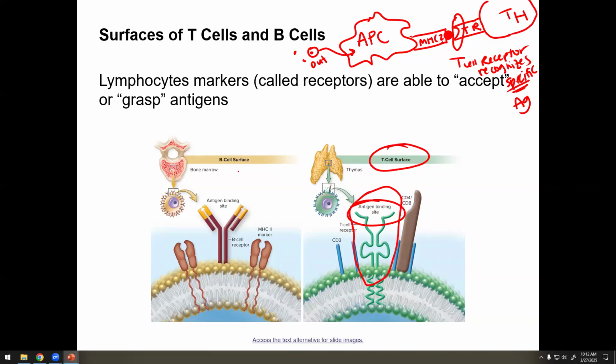B cells interact with antigen on a receptor on their surface as well. So B cells have a receptor. Tell me that this doesn't look like something that we've already introduced. Antibody, right?